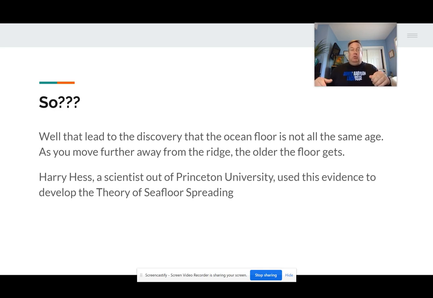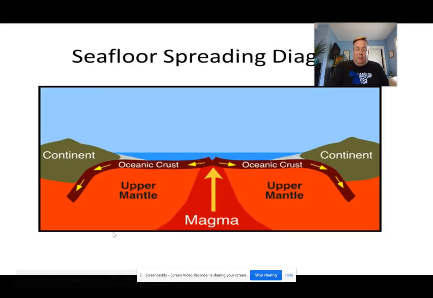Where the ocean floor moves and runs into the continent, that spot right here, that's where the oldest ocean floor is going to be. That's a little weird for us to comprehend, that a relatively flat piece of ocean floor is not the same age as we go from west to east. That causes somebody by the name of Harry Hess, a scientist at Princeton in New Jersey, to use this evidence to develop the theory of seafloor spreading, which I just kind of explained to you, but we'll go over again.